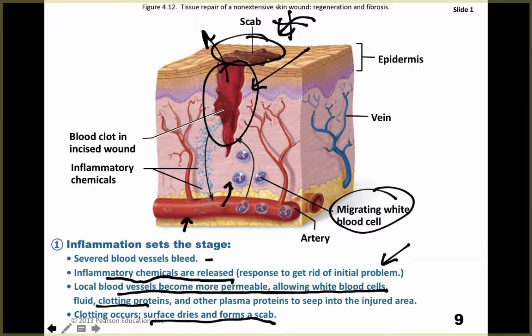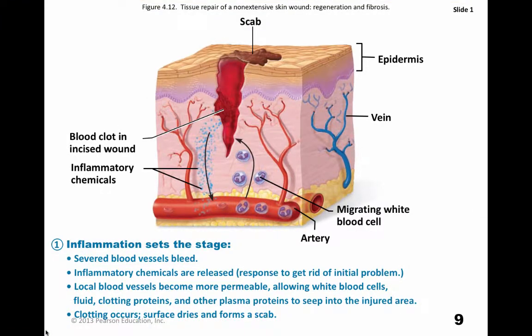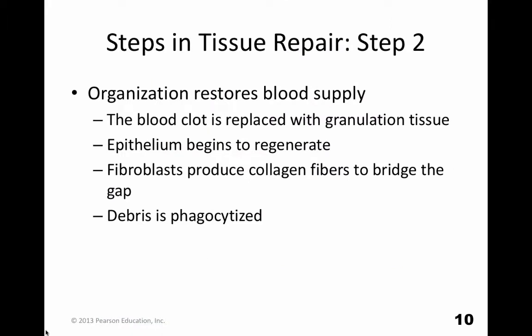Let's go on to stage 2, which is when we start reorganizing the blood supply. The blood clot is replaced with granulation tissue. Epithelium begins to regenerate. Fibroblasts, and if you remember we talked about blasts a little bit in the last video, are essentially the cells that are responsible for making things, right?